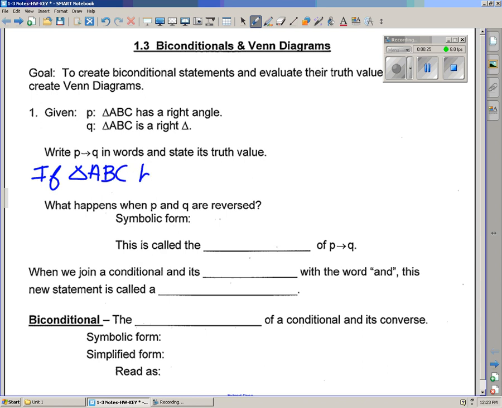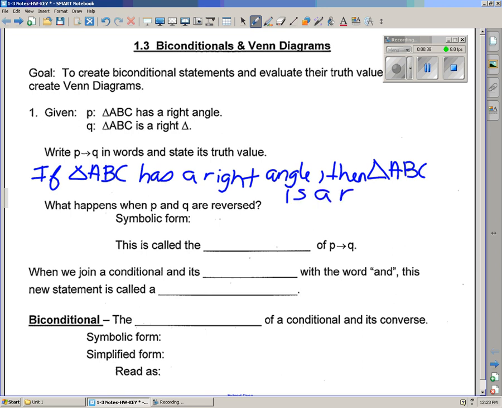If triangle ABC has a right angle, then triangle ABC is a right triangle. Well, the truth value of this would be true. If the triangle has a right angle, it must be a right triangle.